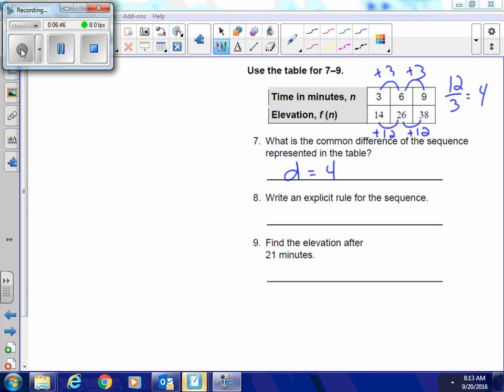We're going up by 4 for each term, but just notice we skipped some terms. We went 3, 6, 9. Where's 1, 2? Where's 4 and 5? So the common difference between each term is 4. And now we'll write the explicit rule.